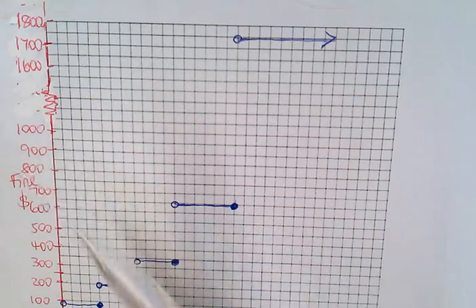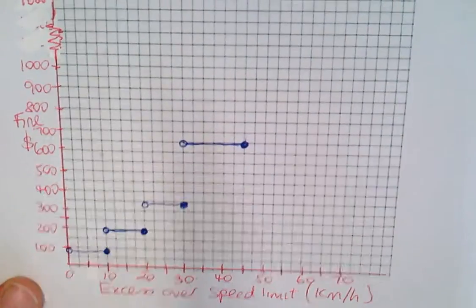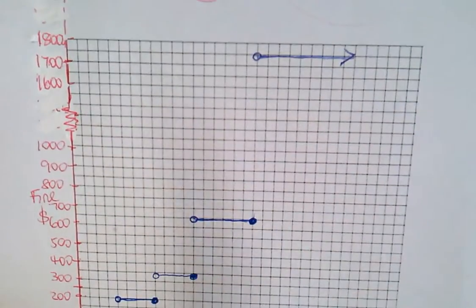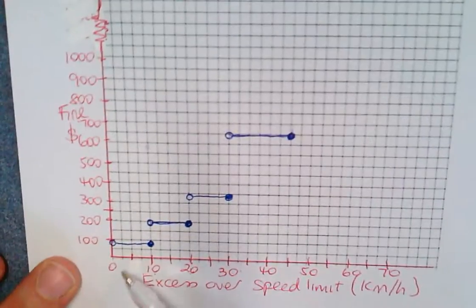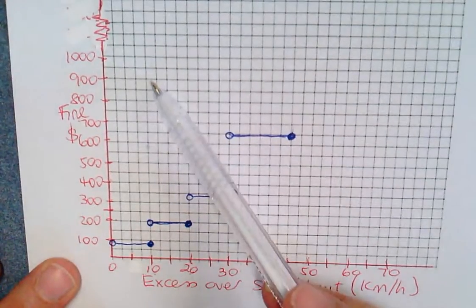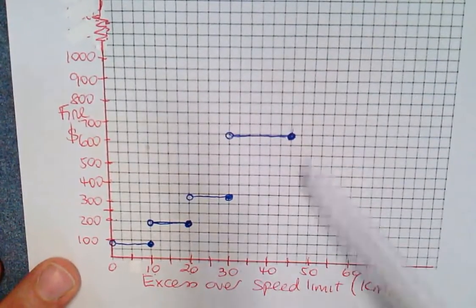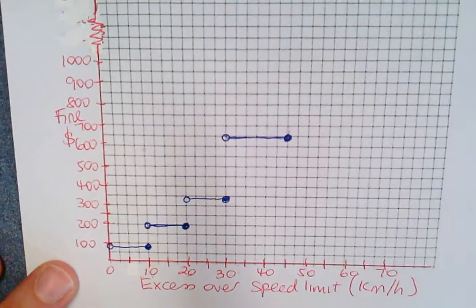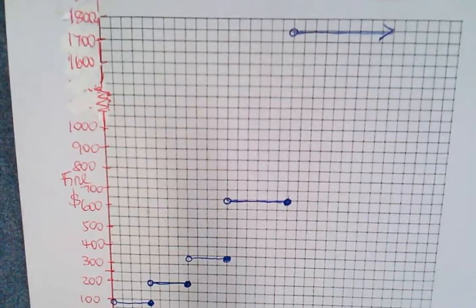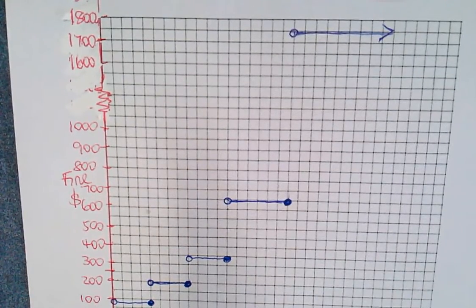Remember that the fine depends on the excess over the speed limit, so always the dependent goes on the vertical axis. Because what you'd put on the x-axis or the horizontal is, if the speed was this, then that. If x is this, y is that. It's like when you sketch y equals 2x plus 5, your y value depends on what you substitute for x. All right? So there you go. Step graphs.